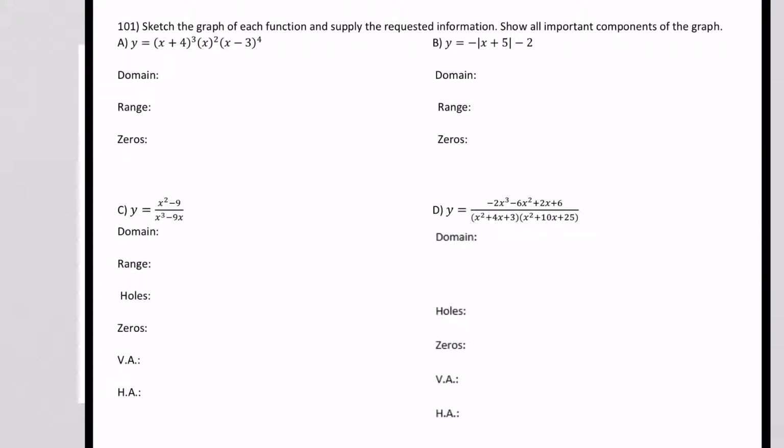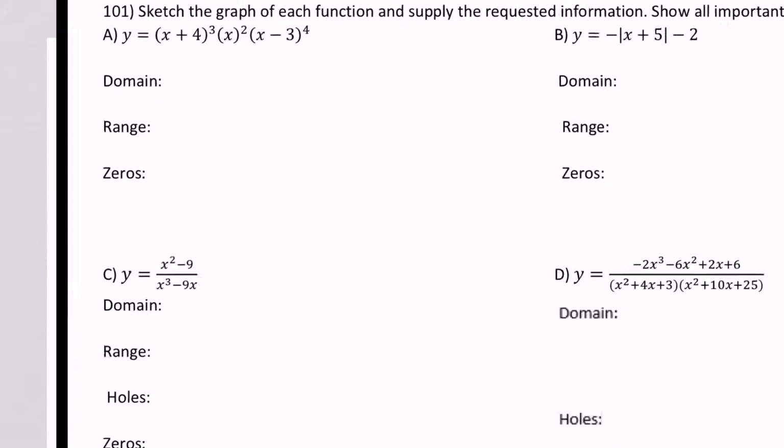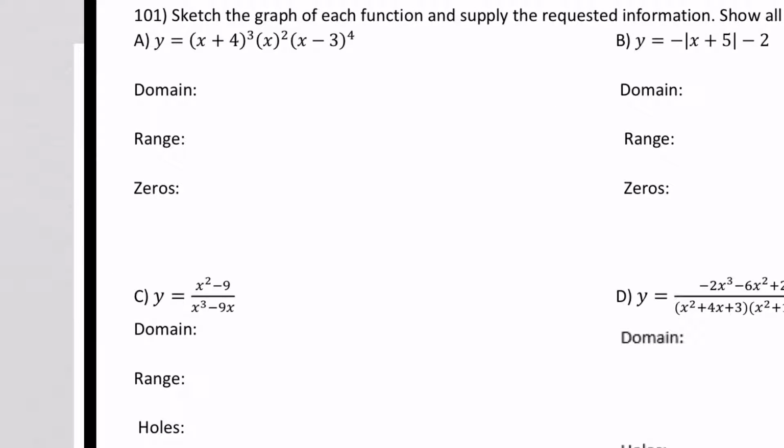All right, my favorite problems. I love sketching graphs. Sketch the graph of each function and supply the requested information. Show all the important components of the graph, and you should know what that is at this point. So like all intercepts, all asymptotes, all holes, pretty much sums it up.